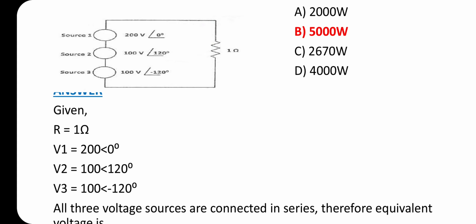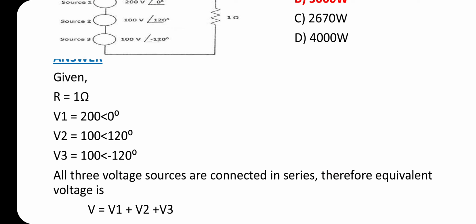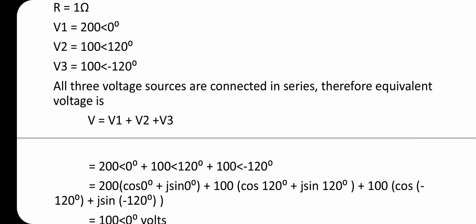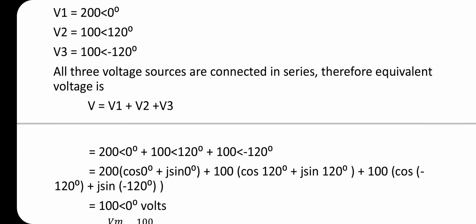Given R equal to 1 ohm, V1 equal to 200 angle 0 degree, V2 equal to 100 angle 120 degree, V3 equal to 100 angle minus 120 degree. All three voltage sources are connected in series. Therefore, equivalent voltage is V equal to V1 plus V2 plus V3. Substituting the values of V1, V2 and V3, and the angle we can also write as cos theta plus j sin theta.